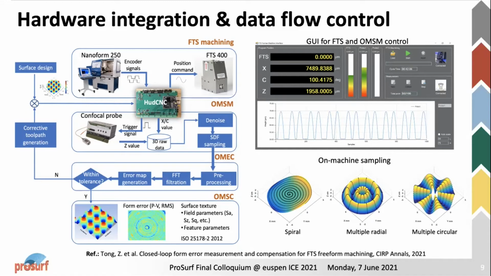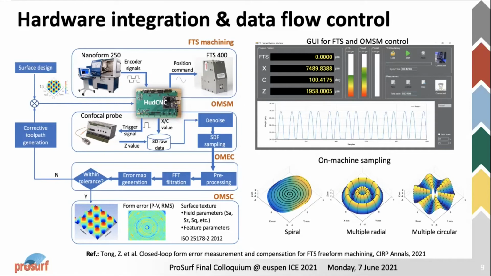Secondly, based on the error map from the on-machine surface alignment results, our machine error compensation module was developed to further improve the form accuracy of the machined freeform surface. This technology we have currently demonstrated on our Precitech machine, which is 10 years old, but the technology can be fully transferred to other ultra-precision machine tools as well.